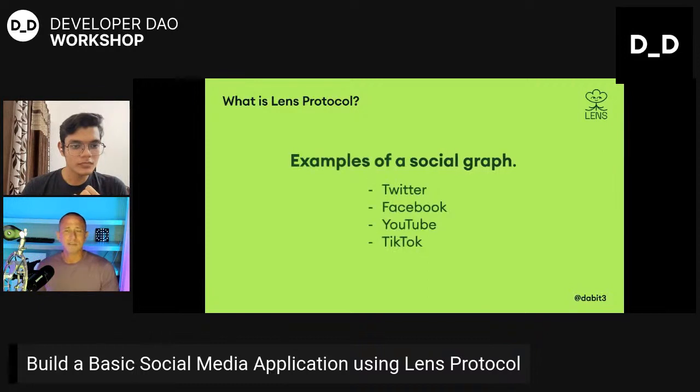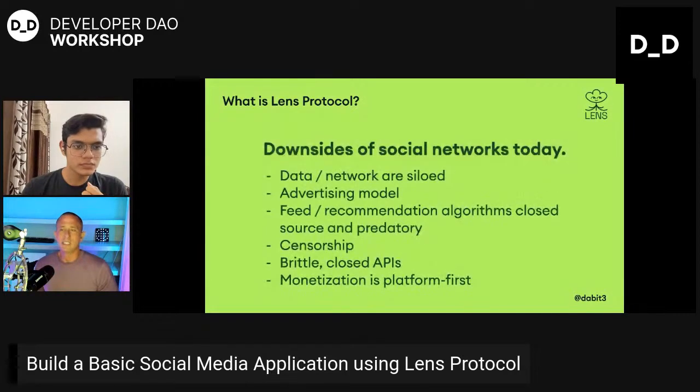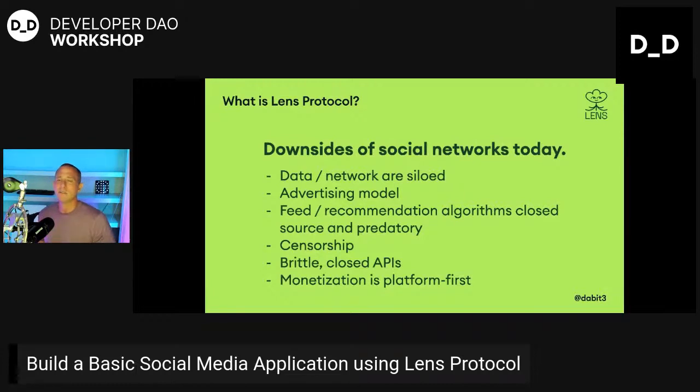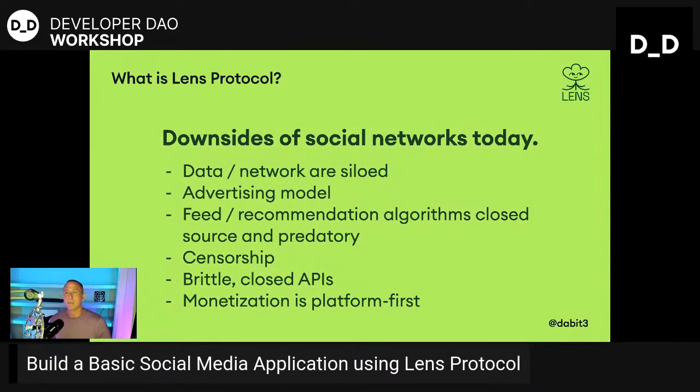So, what are examples of social graphs? I mentioned a couple already, but four of the most popular ones today would probably be these: TikTok, Facebook, YouTube, Twitter, Instagram. So before we talk about what Lens is, let's talk about some of the downsides of how social networks work today and maybe how Lens might be able to improve upon this.